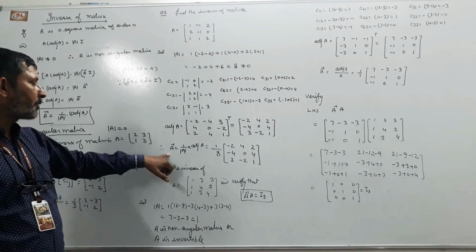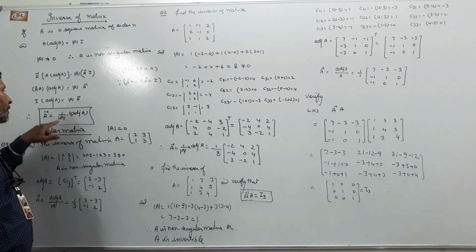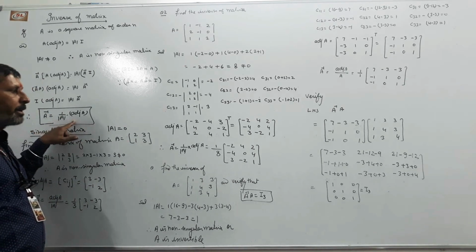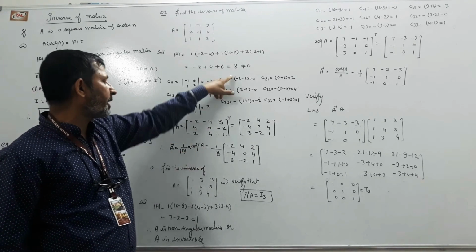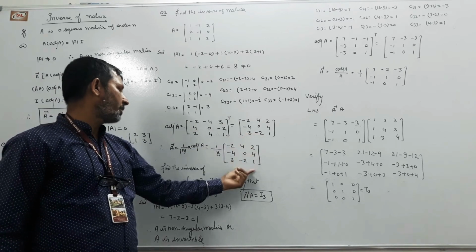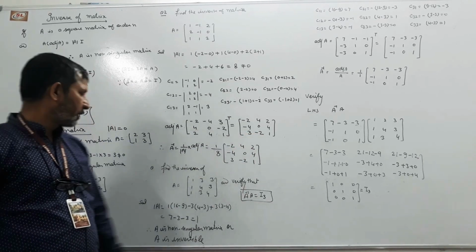So after this, how can we find the inverse? The inverse of a matrix is 1 by the determinant of A multiplied by its adjoint. A inverse equals the adjoint of A divided by its determinant. The determinant is A and the adjoint of A is already this. So we find the inverse of the matrix.